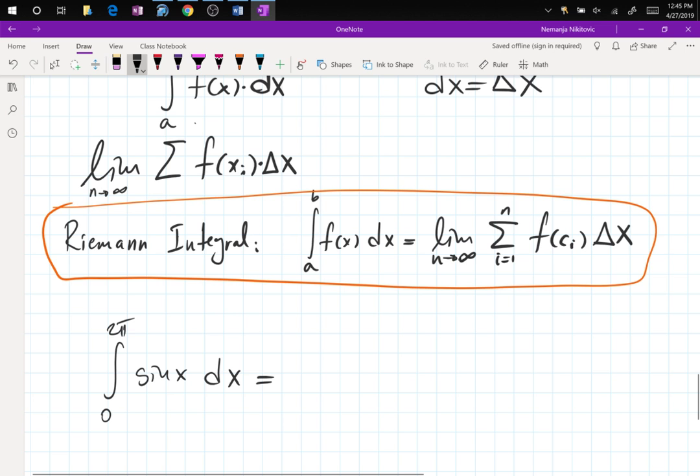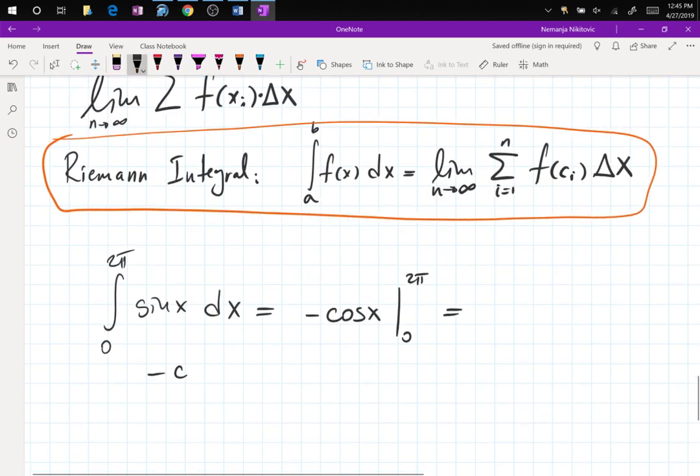What's the integral of sine? Negative cosine. Very good. Integral of sine is negative cosine. And then we have to compute that from 0 to 2 pi. So what happens now? We get negative cosine of 2 pi minus negative cosine computed at 0. So this minus is from the formula, and the other minus signs belong to cosine. So how much is cosine of 2 pi? It's 1. So I have negative 1 plus 1, and I get 0.